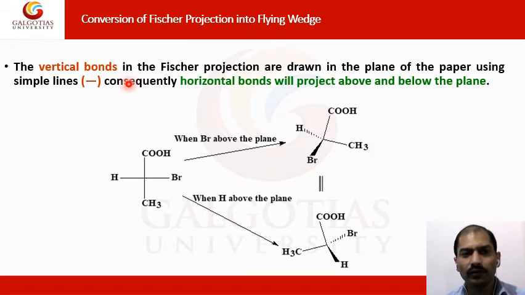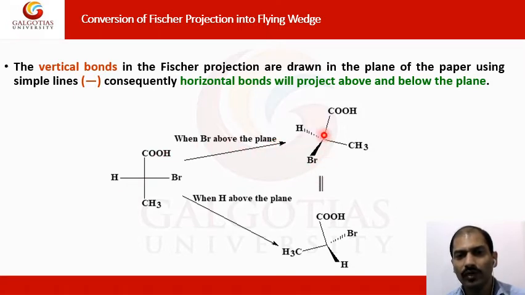Now, if you see the vertical bonds in a Fischer projection, they are drawn in the plane of the paper using a simple line, and consequently the horizontal bonds project above and below the plane. So here this is a simple or normal line, and this vertical line you have to put in this form, because this is on the paper, this is behind the paper, and this is in front of the viewer, or you can say on the viewer side.